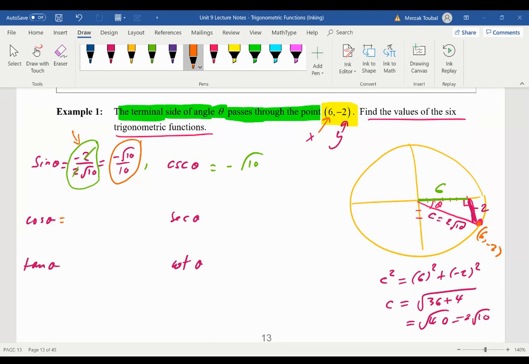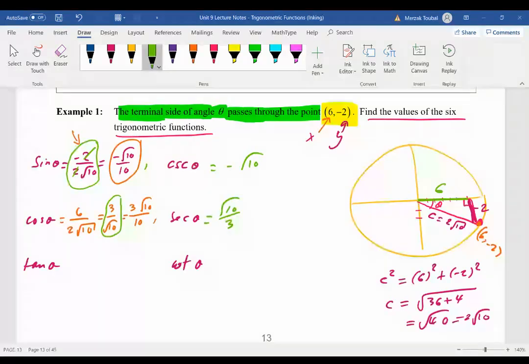Cosine is adjacent, which is 6, over hypotenuse, which is 2√10. And then it's 3 over √10. If you rationalize, it's going to be 3√10 over 10. Now, with regards to secant, you want to take the reciprocal of 3 over root 10, which is root 10 over 3, to avoid rationalizing.